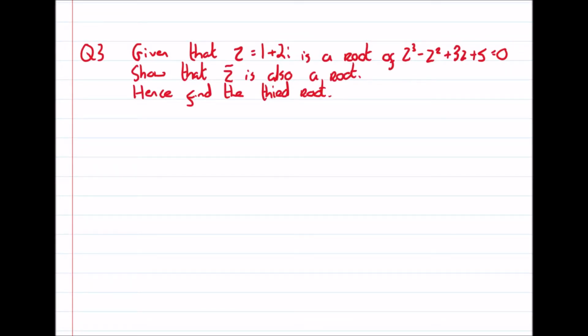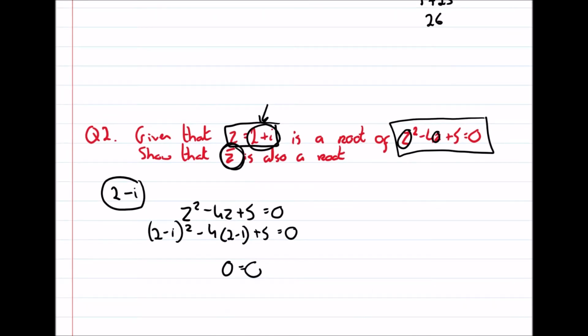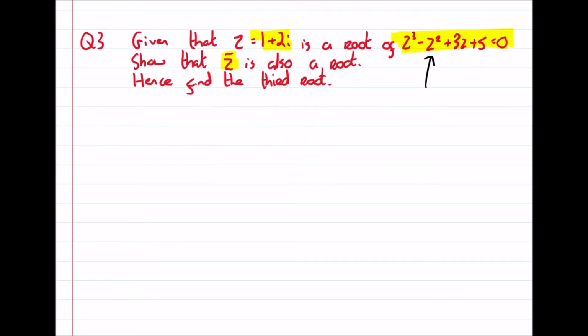Okay, last question then. Given that the complex number 1 plus 2i is a root of this, okay, so they're telling us that it is a root, show that its conjugate is also a root. I'll do that first, and then hence find the third root, because this is a cubic equation, because we have z cubed there, so it's going to have 3 roots, not 2. The ones we entered up here were quadratic equations, so they would have 2 roots. This one here has 3.